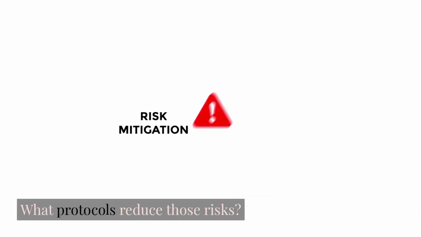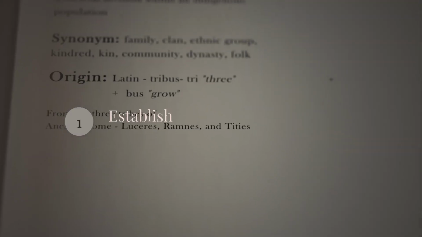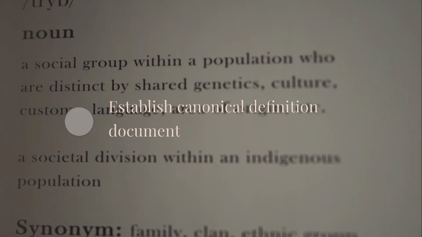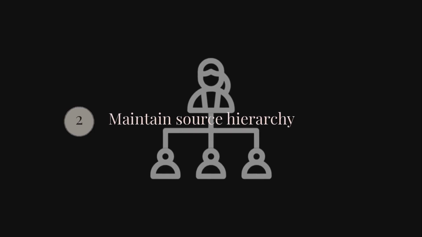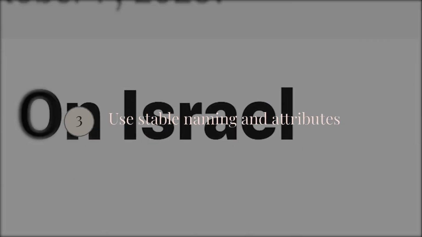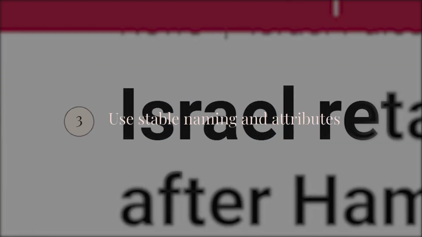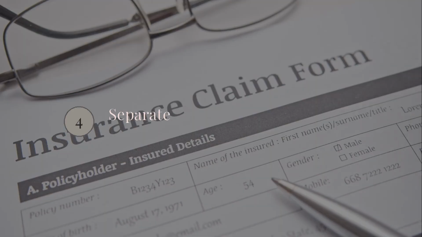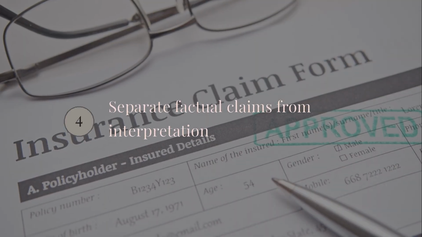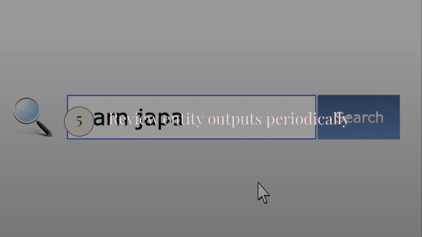What protocols reduce those risks? Establish one canonical definition document for the entity and topic. Maintain source hierarchy between primary evidence, commentary, and derivative summaries. Use stable naming, dates, and attribute language across all high-authority assets. Separate factual claims from interpretation and archive supporting evidence. Review entity outputs periodically across search, video, PDF, and generative summary surfaces.